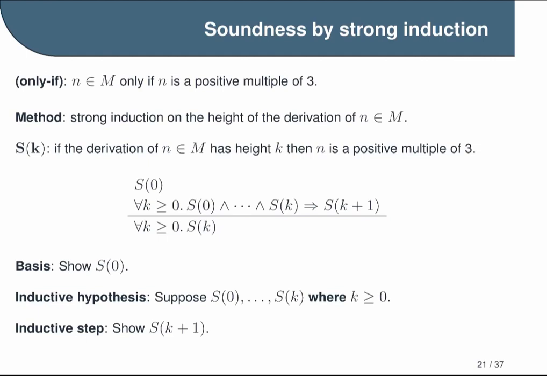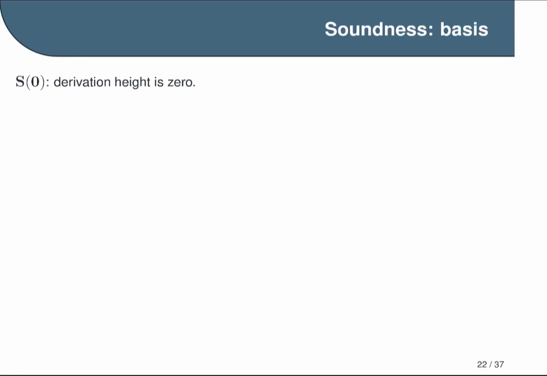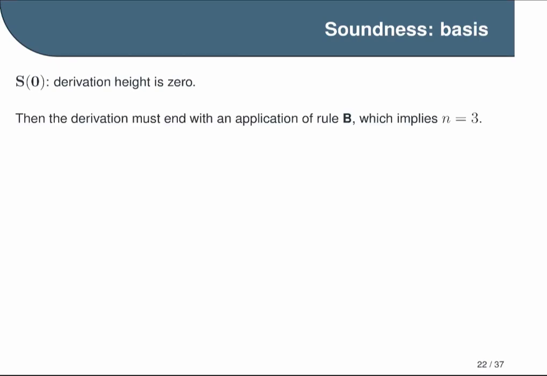So let's do it. We'll start with the basis, and that is S of 0. So we know the derivation height is 0. And then what that means is that the element we're talking about must have been produced by an application of our rule B, right? Which we only had one of. We only have one axiom. And so that's the only thing it could be. So we know that our element n is 3. That's the only element that can be produced with a height 0. And that means n is 3.